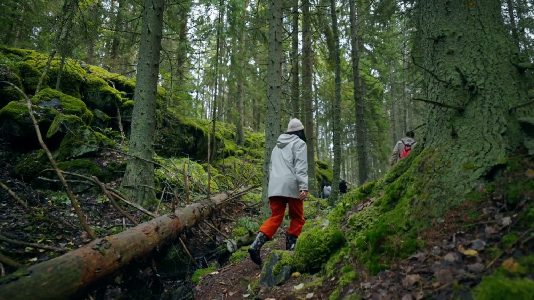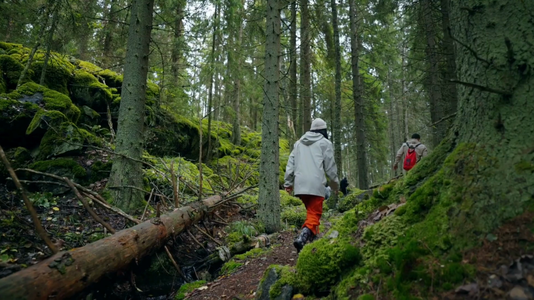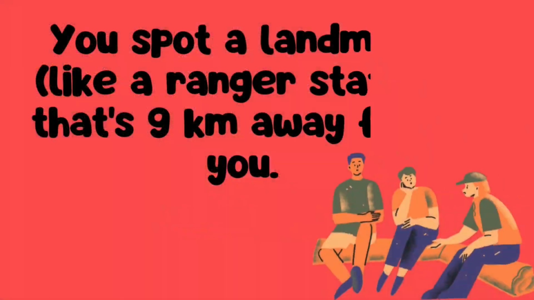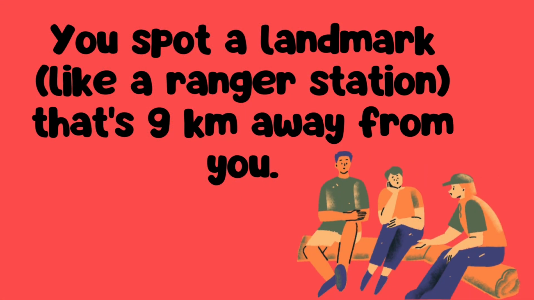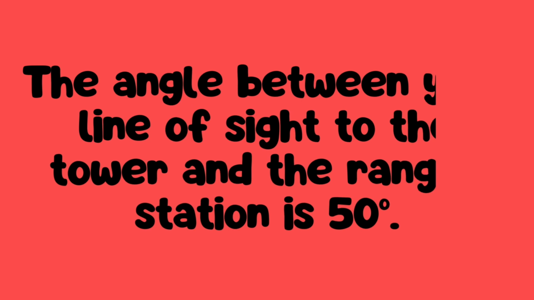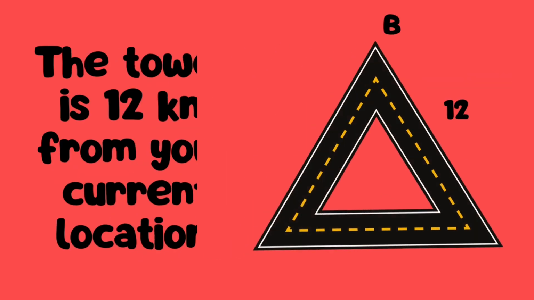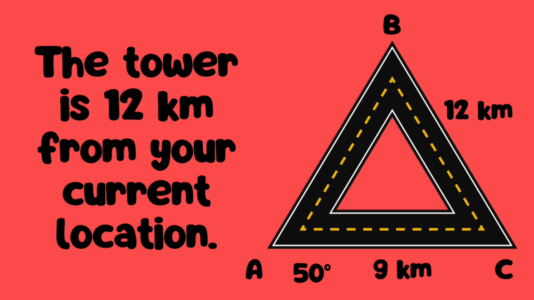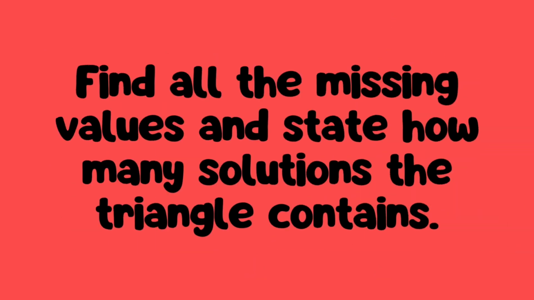Next, for case 2, you're hiking in a forest and you're trying to locate a fire lookout tower. You spot a landmark like a ranger station that's 9 kilometers away from you, and you know that the angle between your line of sight to the tower and the ranger station is 50 degrees. You also know that the tower is 12 kilometers from your current location. Find all the missing values and state how many solutions it contains.